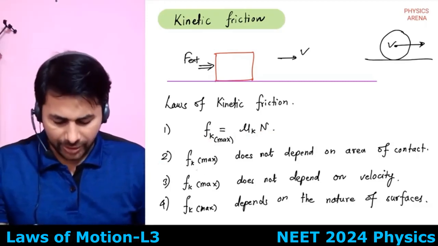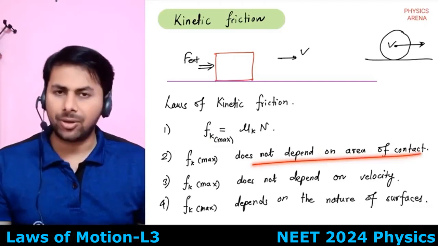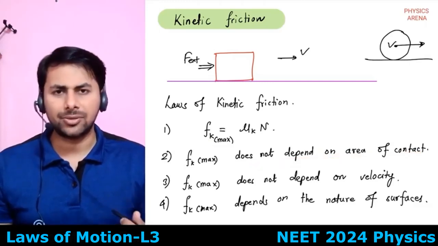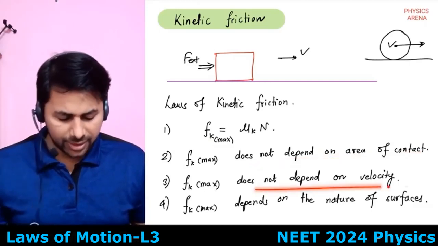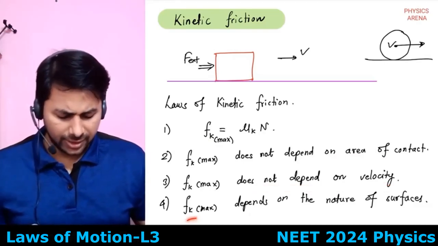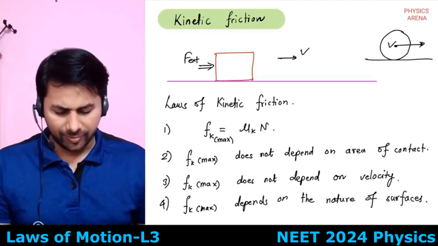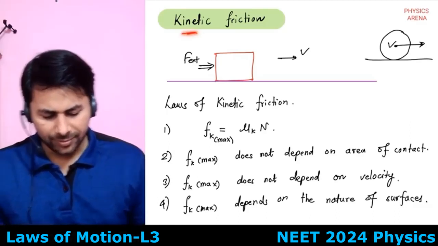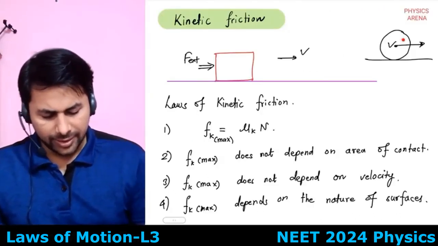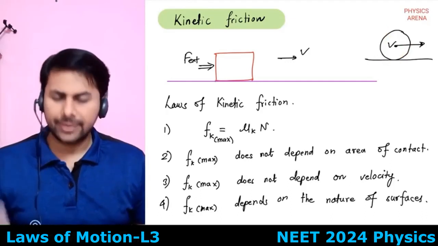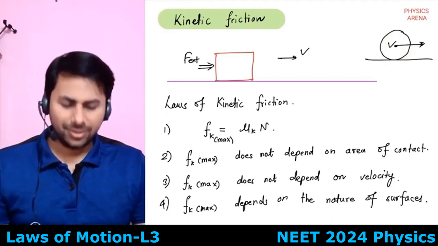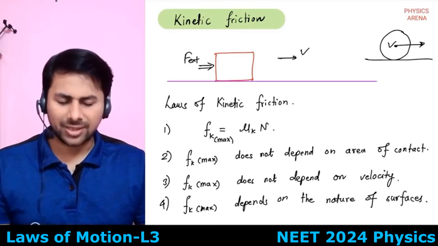The second point is Fk does not depend on the area of contact, just like the case of static friction. Then it doesn't depend on the velocity, and it depends on the nature of the two surfaces in contact. Okay, so that is kinetic friction, and kinetic friction is less than static friction. There is one more friction we can say.